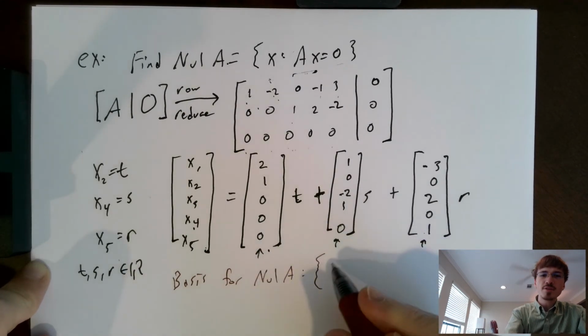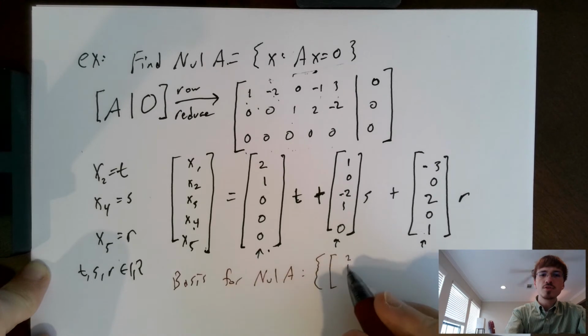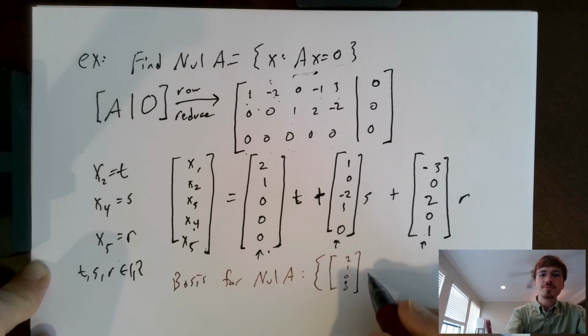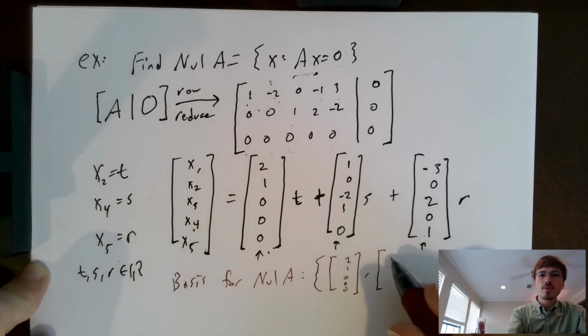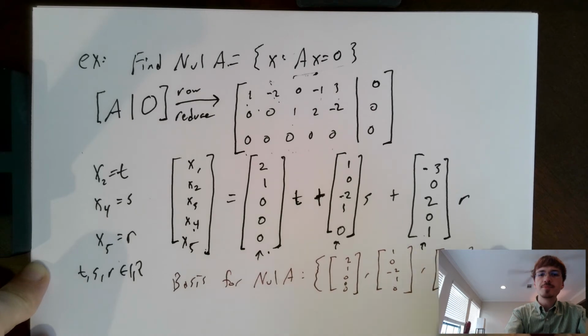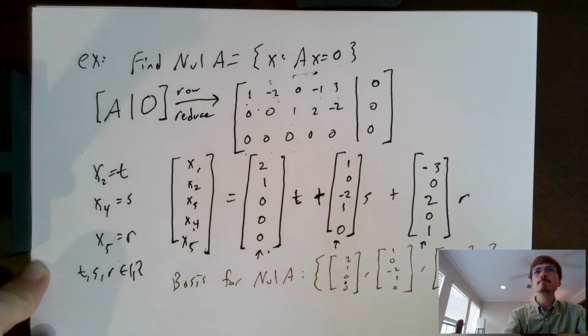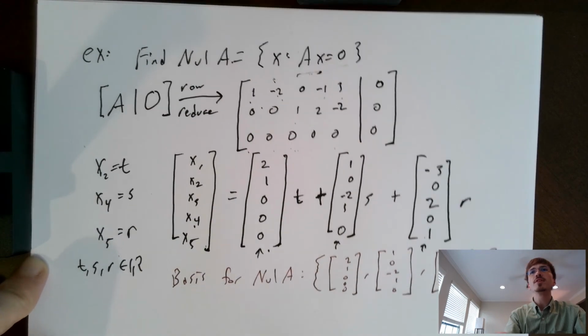It's this vector, 2, 1, 0, 0, 0, 1, 0, negative 2, 1, 0, and negative 3, 0, 2, 0, 1. Yeah? Oops, that ran off the screen there. Sorry about that, guys.